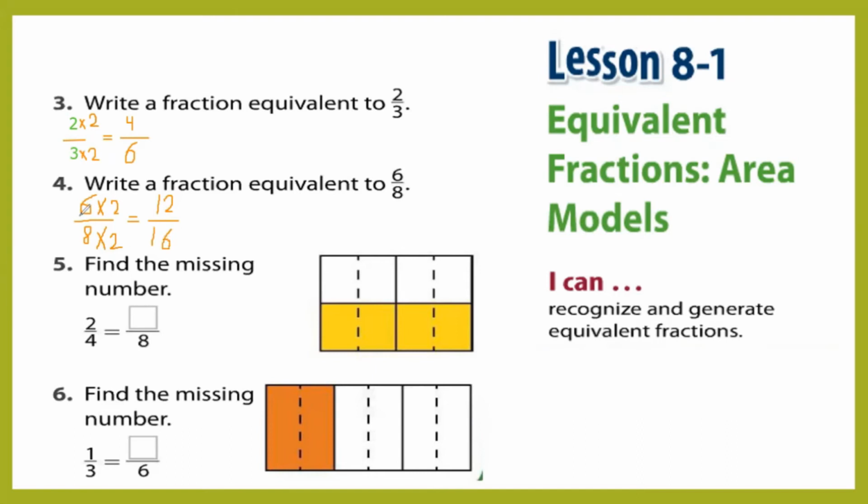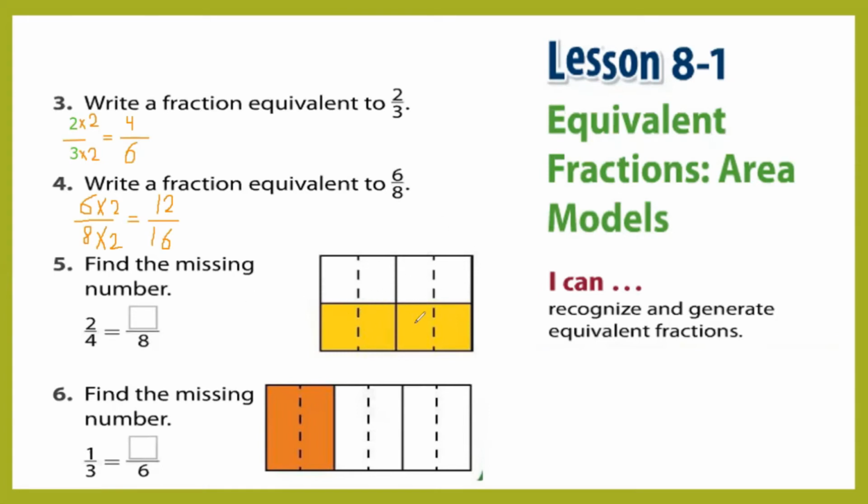So 6 out of 8 equals 12 out of 16. Number 5, find the missing number. Here we have 2 out of 4 equals what out of 8?